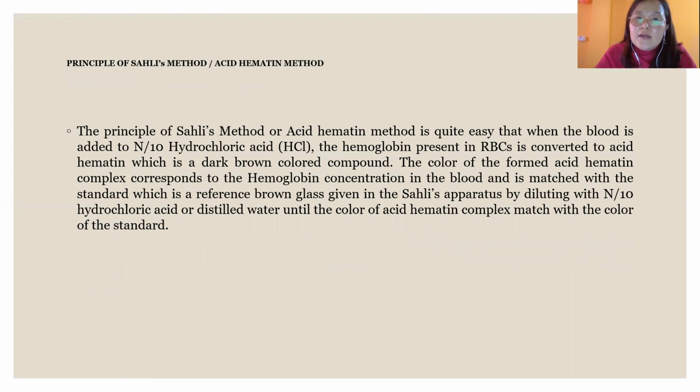The principle behind Sahli's method, which is also called the acid hematin method, is that when hemoglobin is mixed with N/10 HCl, the hemoglobin present in the RBC is converted to acid hematin, which is a dark brown colored compound. The color of the formed acid hematin corresponds to the hemoglobin concentration of the blood, and it is matched with the standard comparator in the Sahli's hemometer.